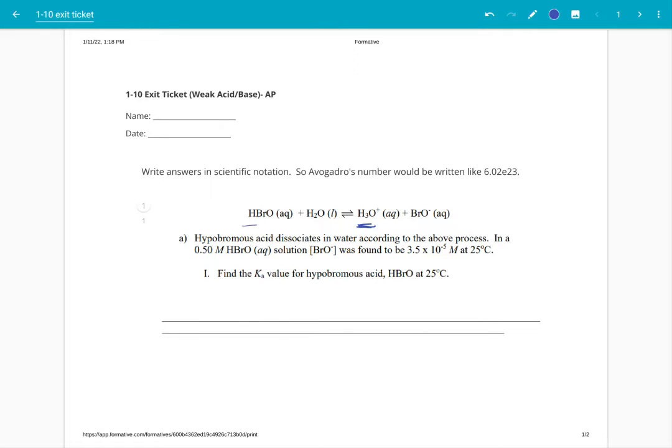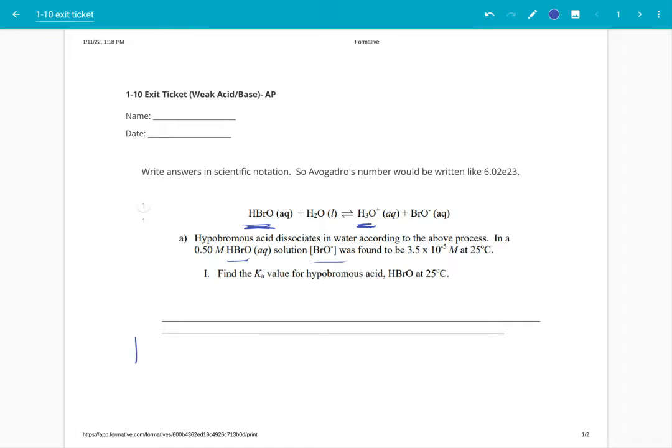I also know it's a weak acid problem because it's HBrO. There are only 7 strong acids. Any other acid is considered weak. So weak acid problems, we are going to have to use a Ka and be really careful with the ICE charts. So here they're telling us we have a concentration of HBrO and BrO minus.